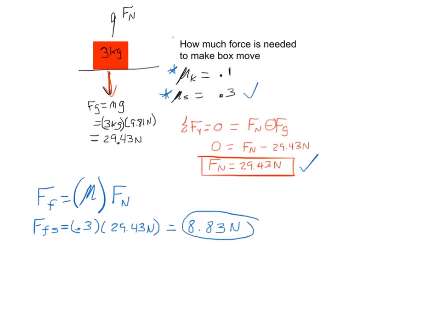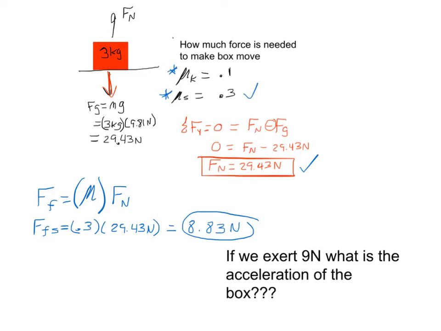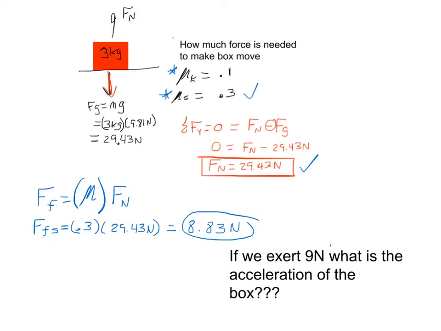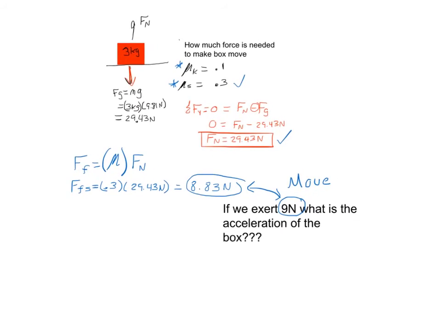So let's go ask another question. If we exert 9 newtons, what is the acceleration of the box? Alright, so first of all, the box is going to move. The reason I know the box is going to move is because 9 newtons is bigger than 8.83 newtons. So that means it's going to move. Now once it starts moving, we have to jump to kinetic friction. So to do that, we have to figure out what the force of kinetic friction is.